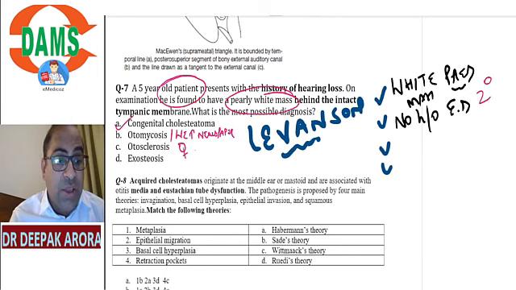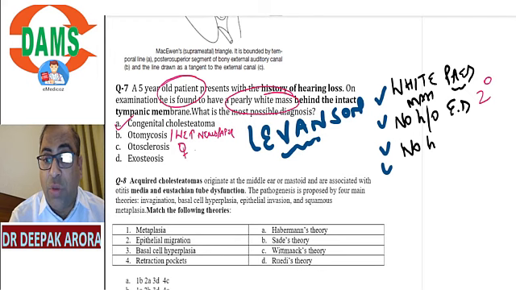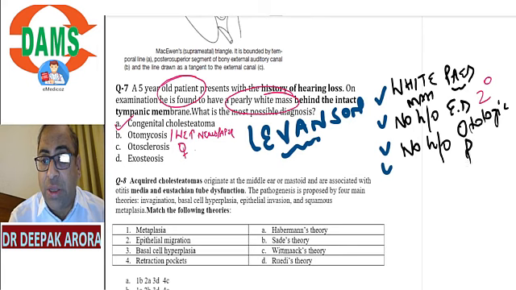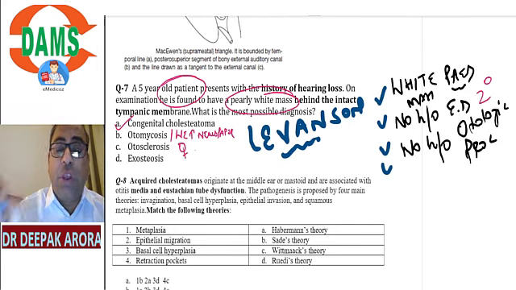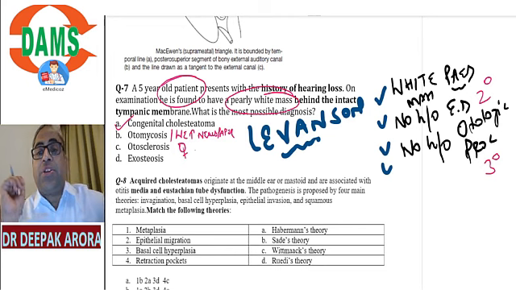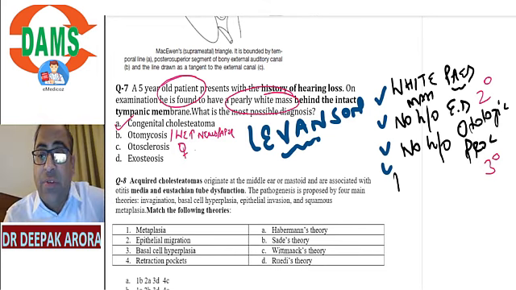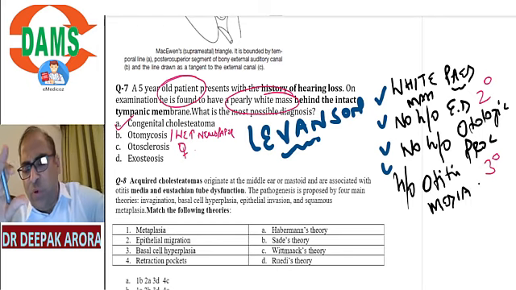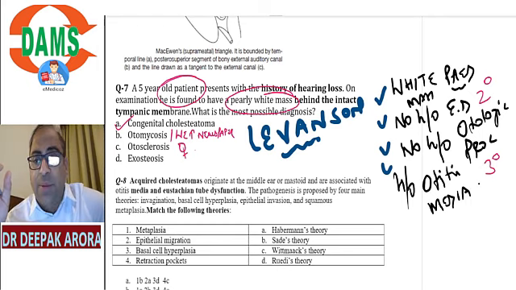Your book says there is no history of any otologic procedure. It means what you're ruling out? You're ruling out tertiary cholesteatoma. But Levinson says that there can be history of otitis media. Otitis media can be there. So we have 4 points. Pearly white mass behind tympanic membrane. No history of ear discharge. No history of any otologic procedure. But history of otitis media can be there.